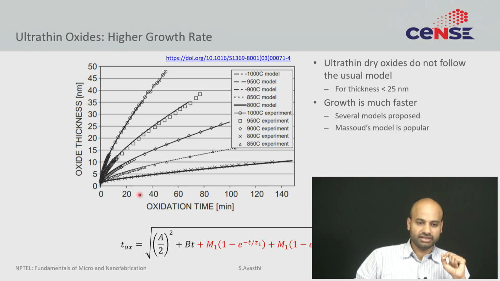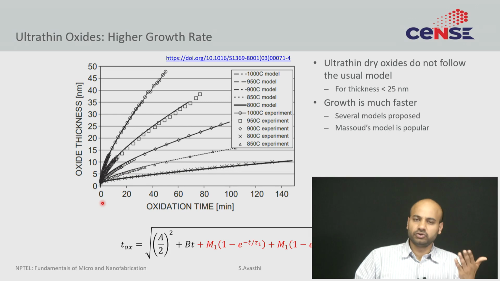Supposing your oxidation times are either very small or your temperatures are very low, in both those cases you will grow oxides that are very thin, say something on the order of 5 to 10 nanometers. And the growth rate at these very small thicknesses often deviates from the Deal Grove model. Typically, the Deal Grove model underestimates the growth of the oxide at these very small thicknesses.